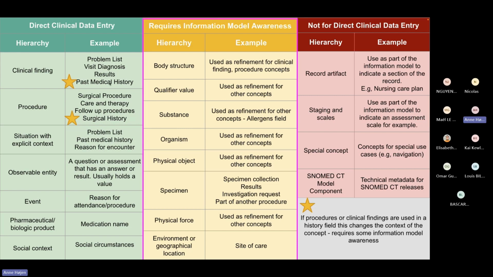Yeah, there are also 2 stars here with the clinical finding and procedures, and that is because they could also be yellow, the clinical findings and procedures, because as I showed you with the breast cancer one in the beginning, if you used breast cancer in the context of a past history and so forth, you really need the context around it to understand it.